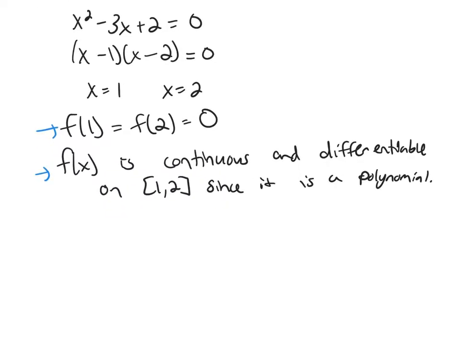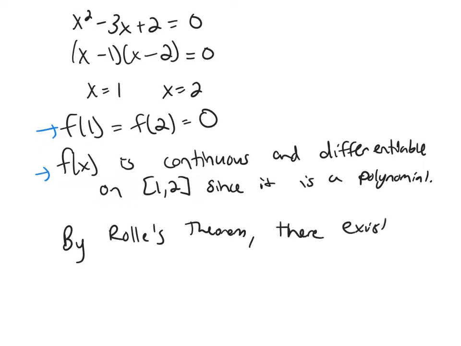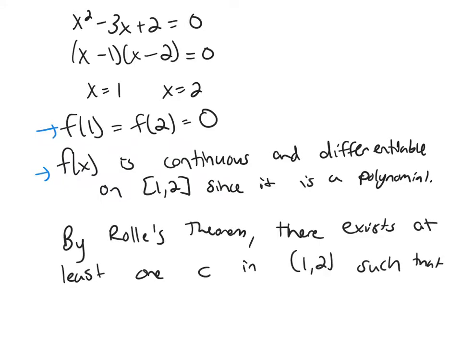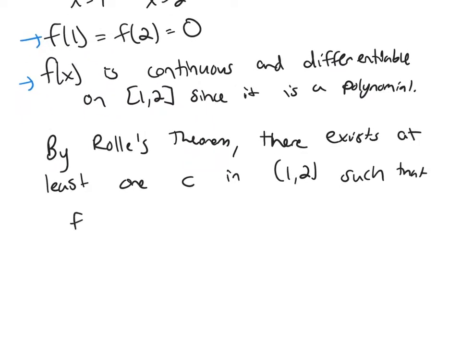So now I can say by Rolle's theorem, there exists at least one value c in the interval 1 to 2 such that f prime of c equals 0. So that's what we needed to show.